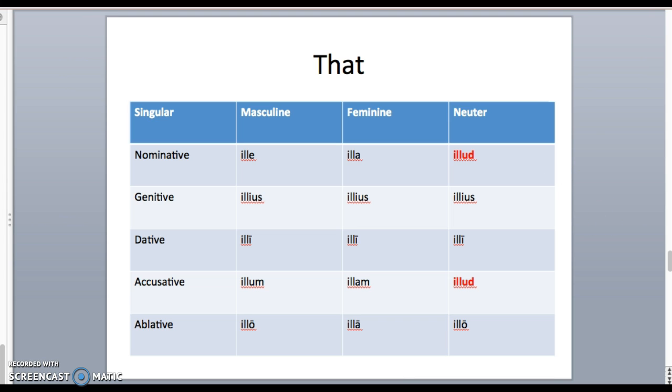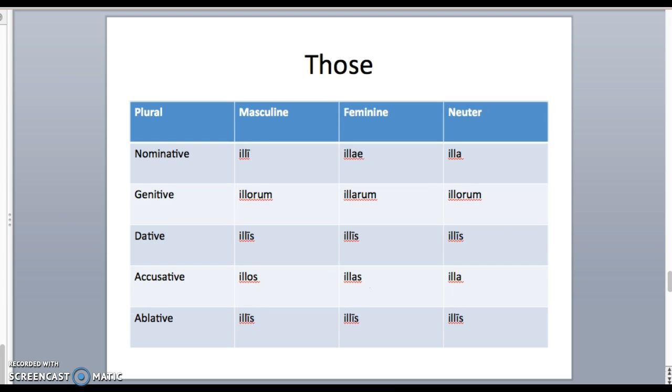All right, let's dive into the plural now. The plural: illi, illae, illa, illorum, illarum, illorum, illis, illis, illis, illos, illas, illa, illis, illis, illis. Maybe you've already noticed what this is, right? Anyone have any recognition of these endings? Yeah, you're spot on.